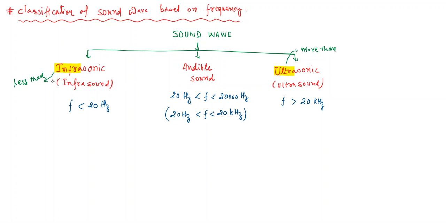So there are three categories of sound waves based on the frequency. One is infrasonic, having frequency less than 20 hertz; audible, having frequency in between 20 hertz to 20 kilohertz; and ultrasonic or ultrasound, having frequency more than 20 kilohertz. And this topic is important. This is the first important topic. They may ask a 1 mark question or MCQ type question, what is the frequency range for infrasonic or ultrasonic or audible sound, and many more.